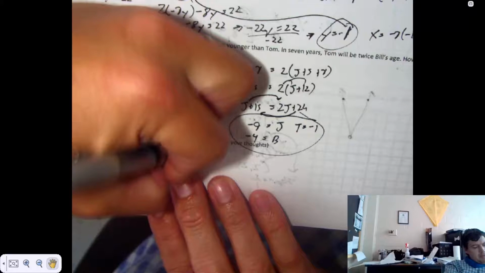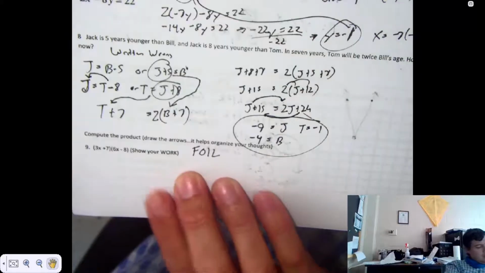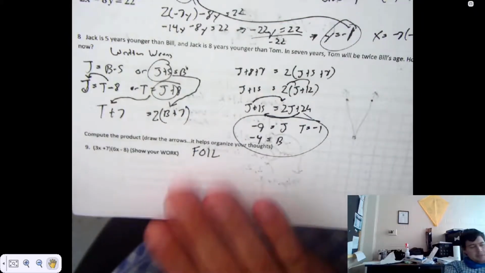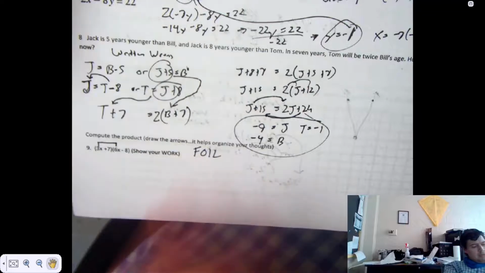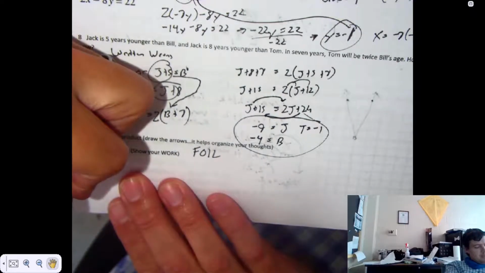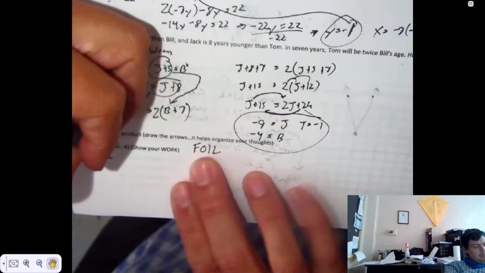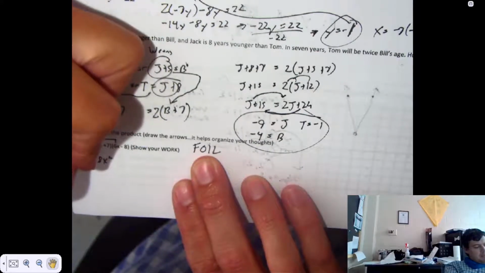So the acronym here is FOIL. And I'll go over this a second way if you don't understand FOIL. But what we do is we multiply those 2 pieces together. 3x times 6x is 18x squared. Then we have this outside piece, that was f.